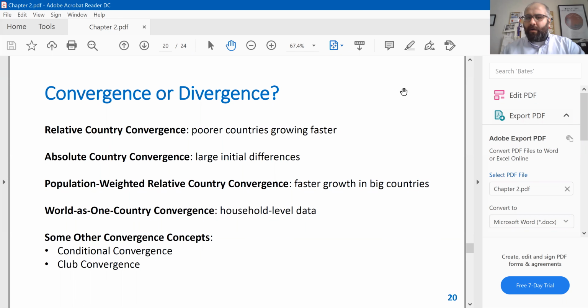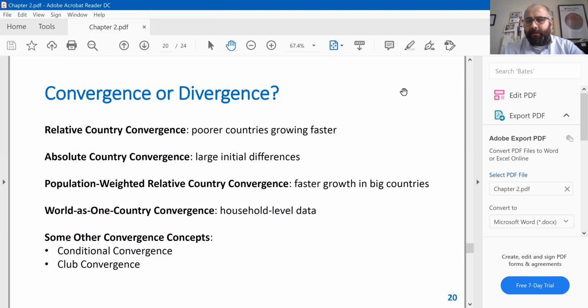Okay? There are some papers in that particular sub-literature that say, if you look at it in this way, inequality decreased in recent decades. Okay.